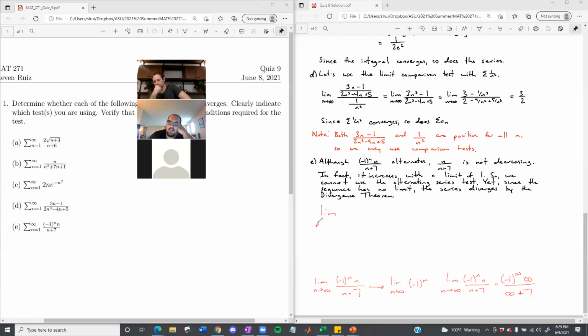So let's do this. I want the limit as n approaches infinity of -1 to the n times n over n plus 7. So for right now, I'm going to ignore the alternating term.